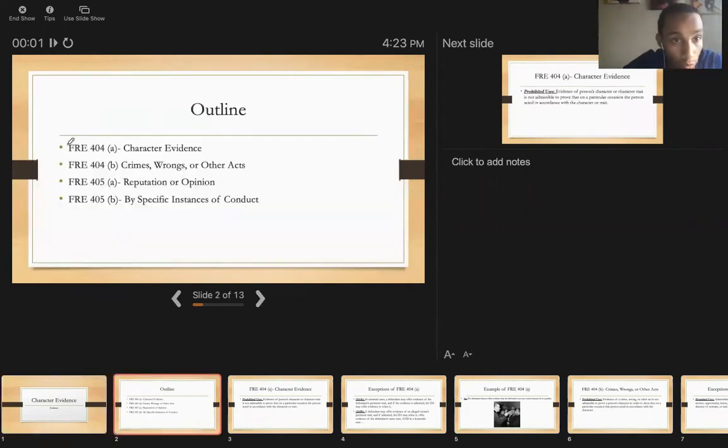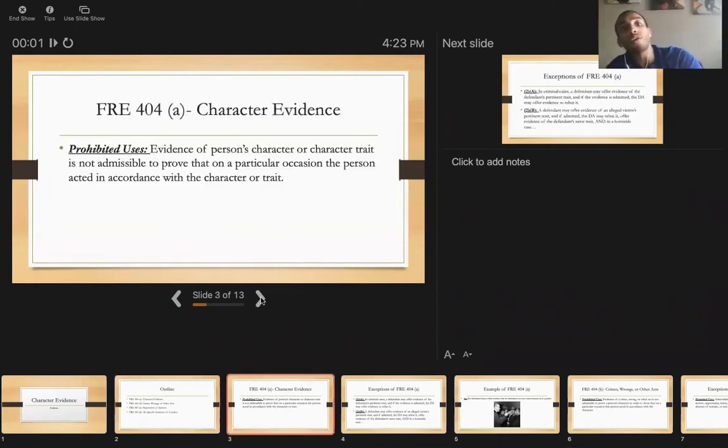We're going to go through Rule 404, which is broken down into 404(a) and (b), and we're going to go through 405(a) and (b). These rules can be fairly tough to comprehend, but like I said, we're going to go through each and every one step at a time. So let's go through Federal Rule of Evidence 404(a), which is character evidence.